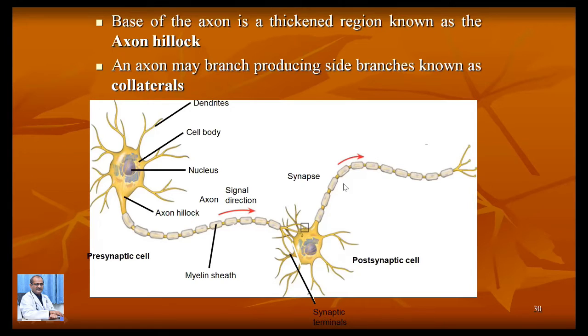So this is the postsynaptic cell. Whenever we are referring to the postsynaptic cell like that, you have to memorize this picture particularly. The signal transduction is usually unidirectional. It is traversing from this cell to this cell.